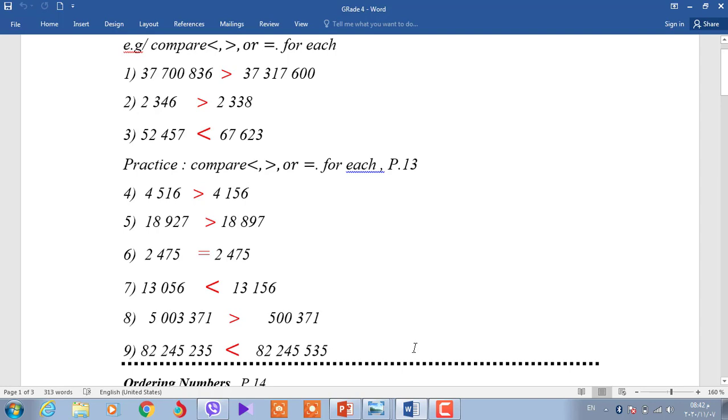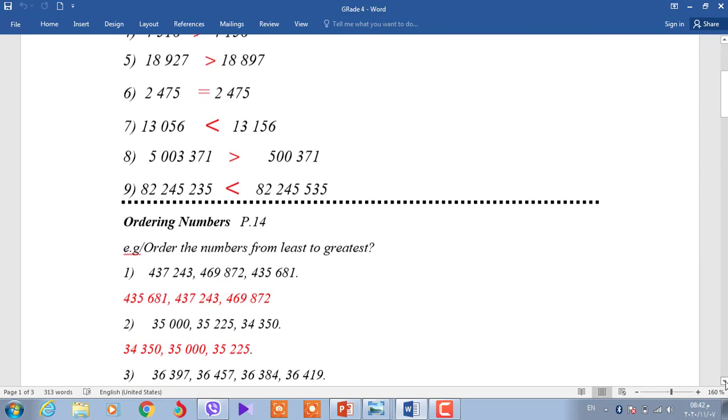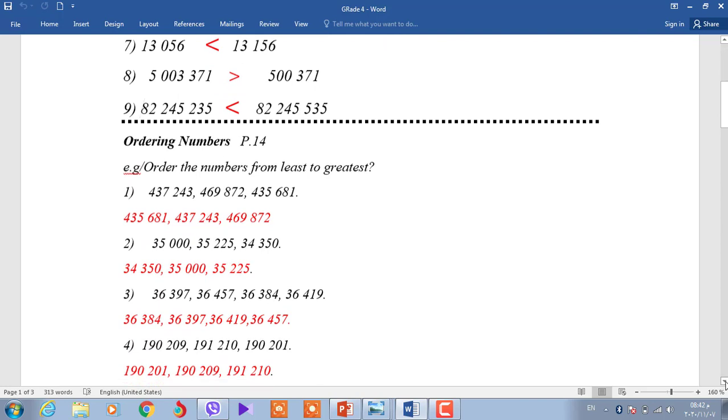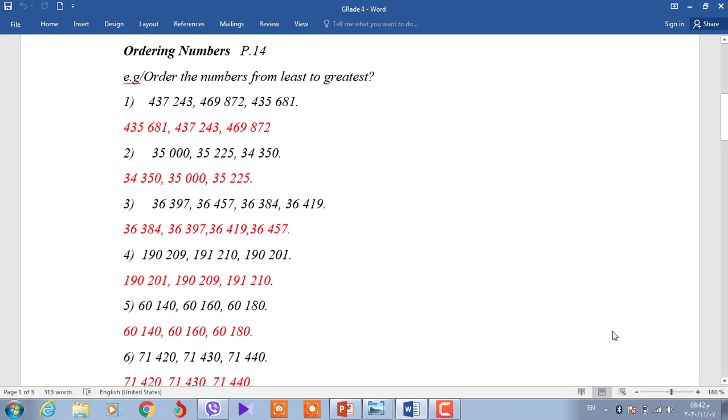And now we are going to the next lesson. In the next lesson we study about ordering numbers, dear student, okay? Ordering numbers at page 14. I tell you, order the numbers from least to greatest, and sometimes I tell you order the numbers from greatest to least. Sometimes least to greatest or greatest to least, I tell you, okay, dear student.